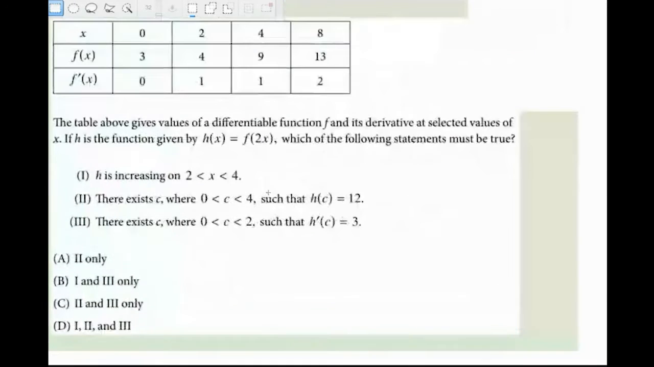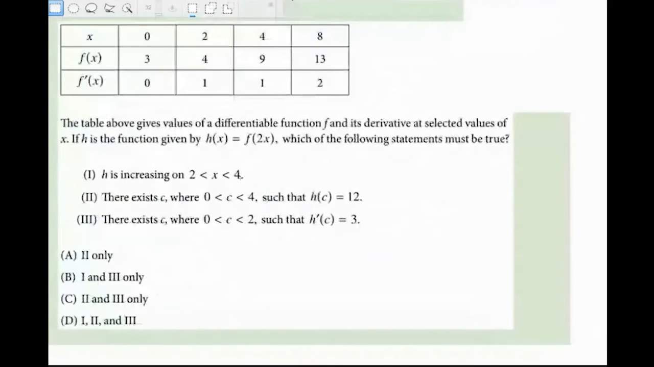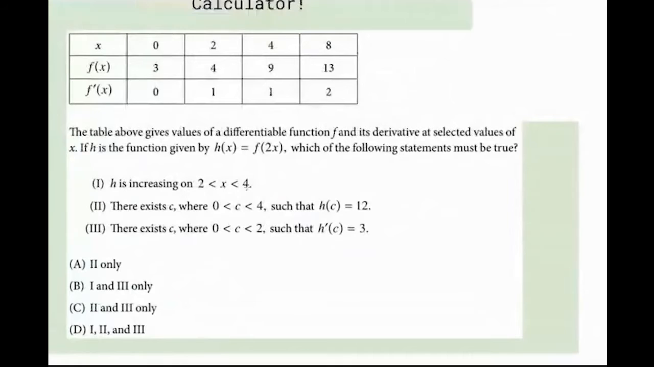All right, it says the table above gives values of a differentiable function f and its derivative at select values of x. That's weird, okay? If that doesn't make you feel a little uncomfortable, it should, because it's kind of weird. You probably haven't seen something like that before. Okay, if h is the function given by h of x is equal to f of 2x, which of the following statements must be true?